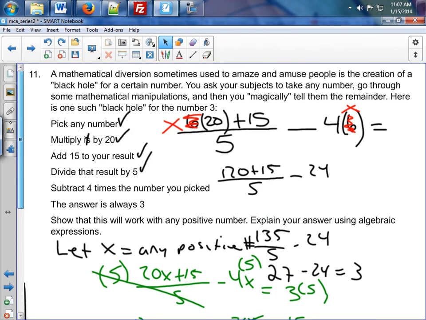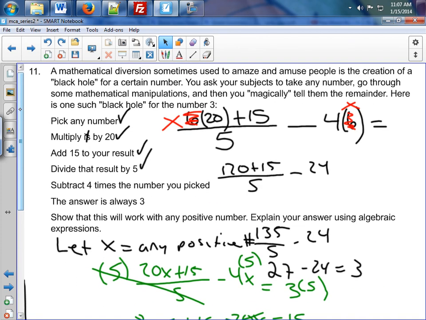Now, my recommendation to you for when you see a problem like this is to do what I just did here. Go right through the steps, write everything you did, go back. Here's the key: let x equal any positive number and plug it in.